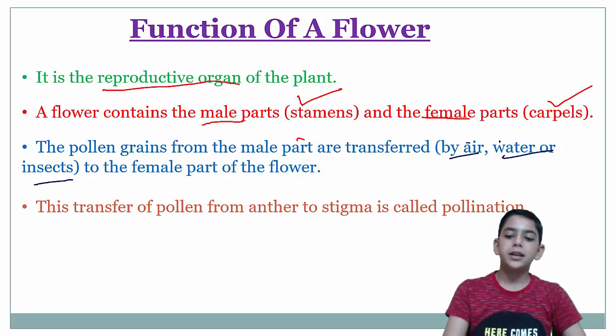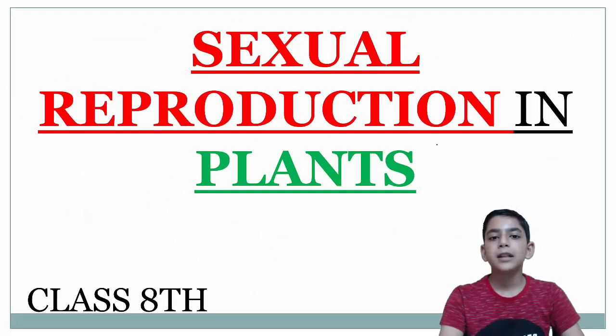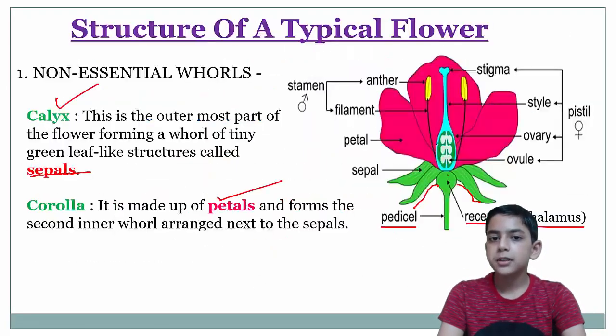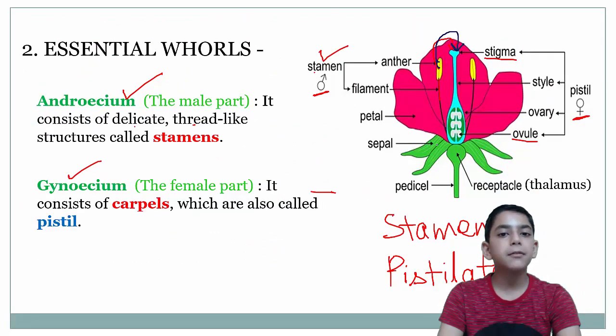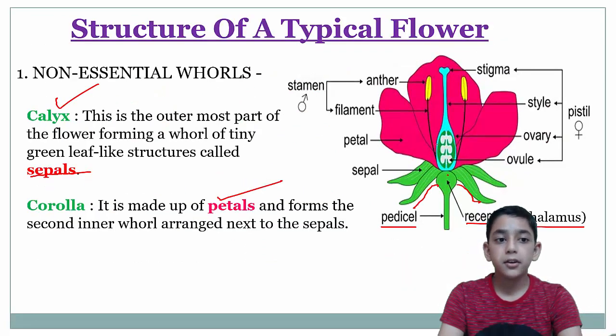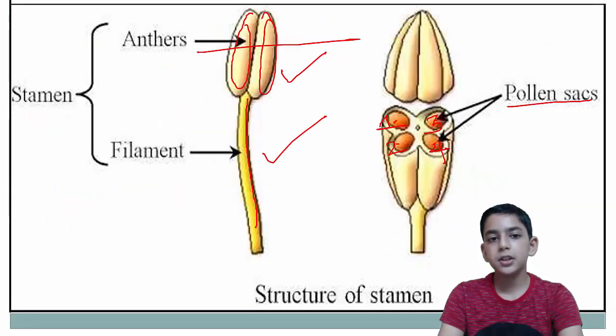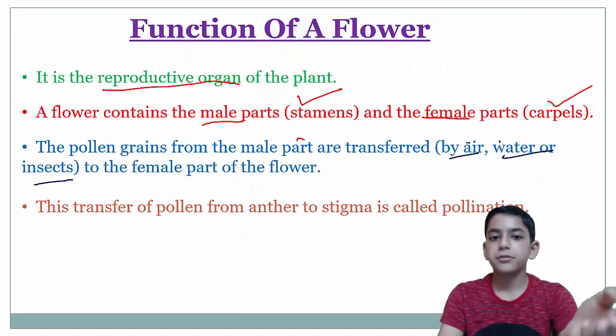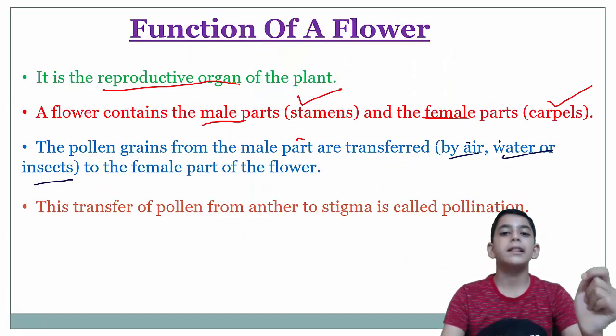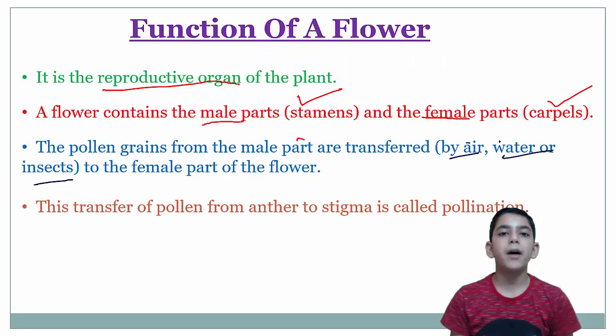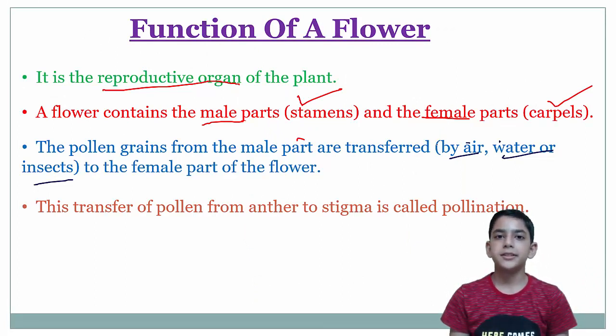We have covered the topics of sexual reproduction in plants, the structure of a typical flower, the non-essential whorls, essential whorls, the structure of the stamen, and the functions of a flower. In the next video, we will learn about pollination and the types of pollination.